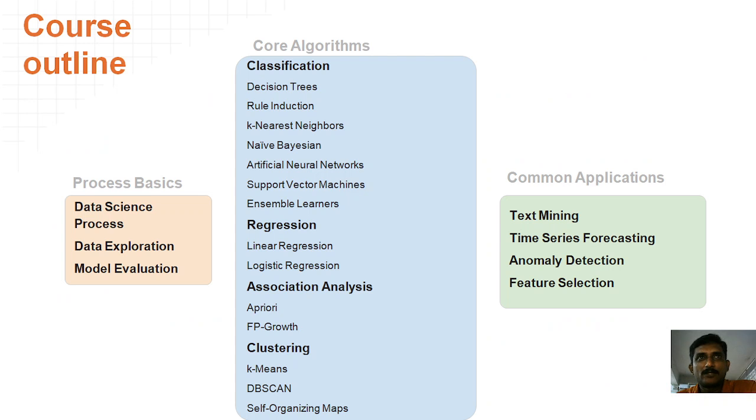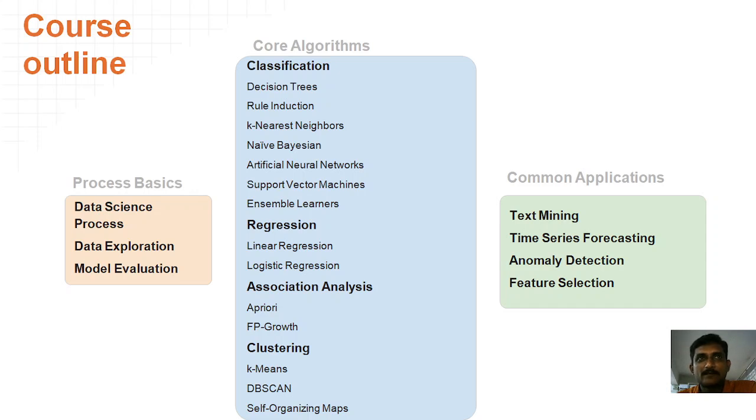This is the outline for the previous slides. The process basics are given on the left side: the data science process, data exploration, and model evaluation. Initially, you are just exploring the data, and finally the model is evaluated. And certain important algorithms used in data science and machine learning concepts are given.